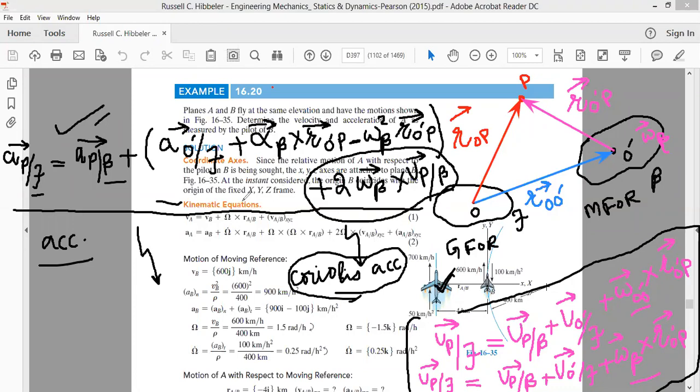Now, after writing these two equations and understanding each and every term, let's apply these equations in solving problems, and that we'll be doing in the coming lectures.